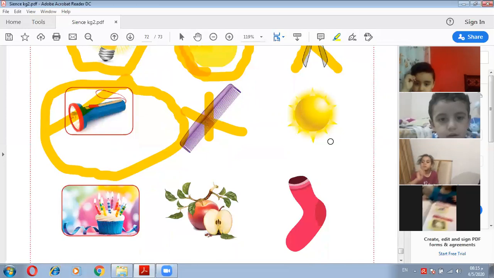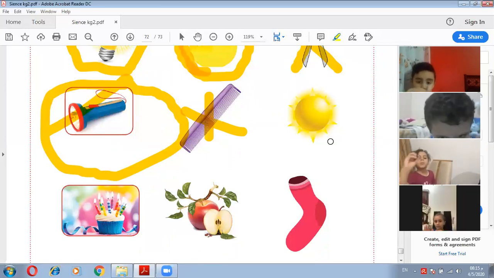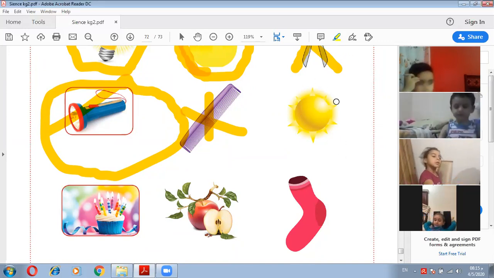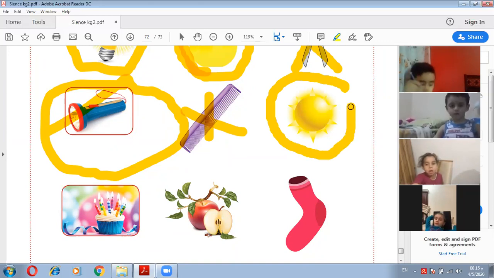And here we have a sun. Yes, this sun gives us light, KG. So circle it.